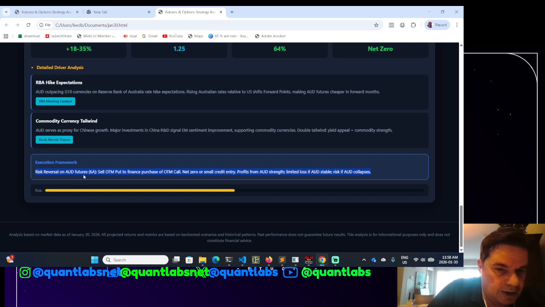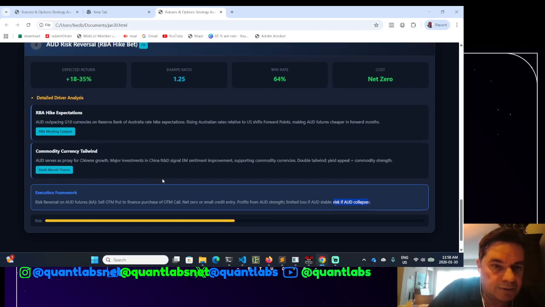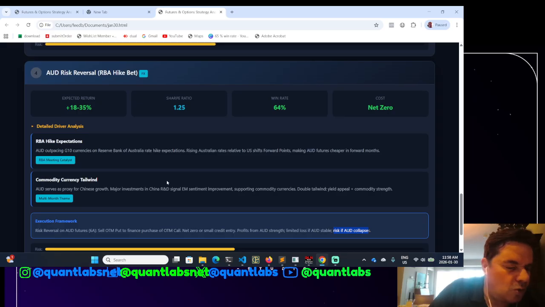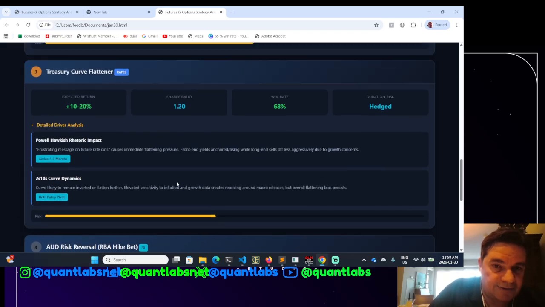Risk reversal on the Australian dollar future, 6A: sell the OTM put to finance the purchase of an OTM call. Next, zero or a small credit entry, profit from Australian dollar strength, limited loss if the Australian dollar stays stable, and risk if the Australian dollar collapses. So I could probably get more details on that to protect on the downside.